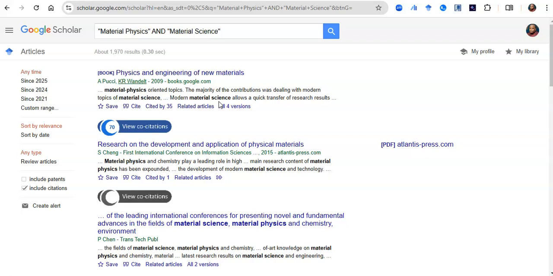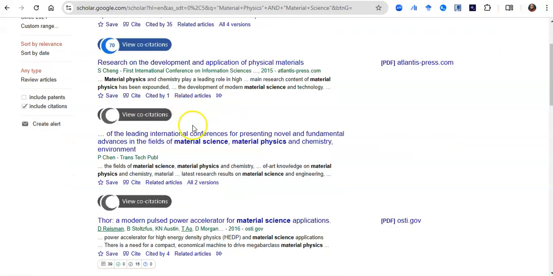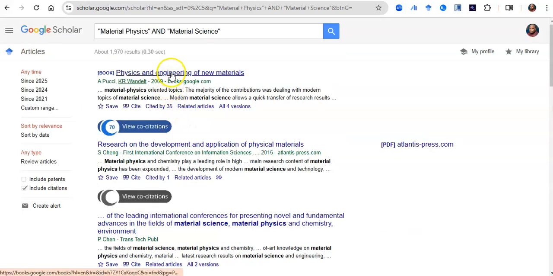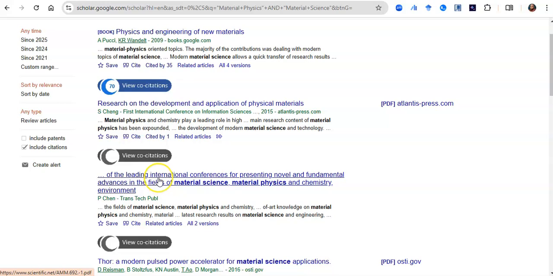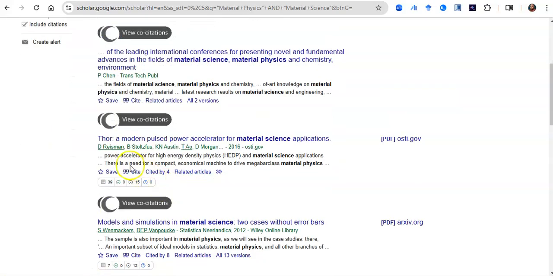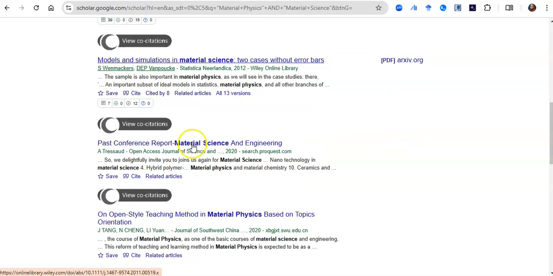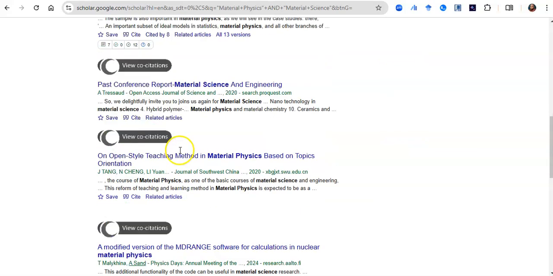And I have used material sciences and material physics. And a number of research has just popped up. Up here is a textbook that is cited 35 times. Up here is a review paper that is cited 1 time. This also is a review paper, and this is a research article. This is a research, and this is a research.